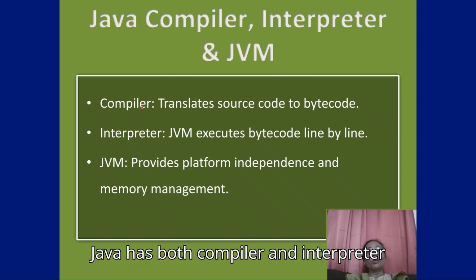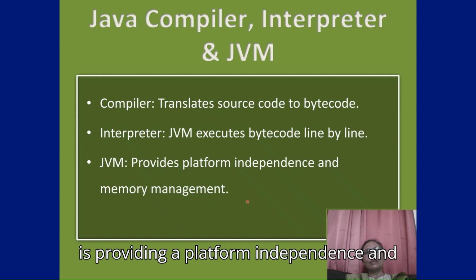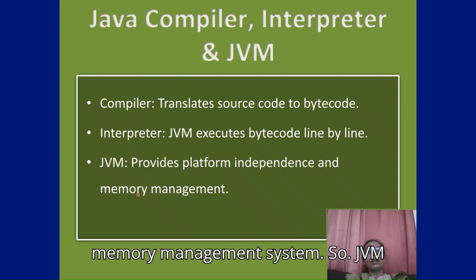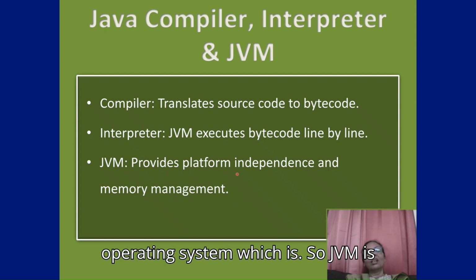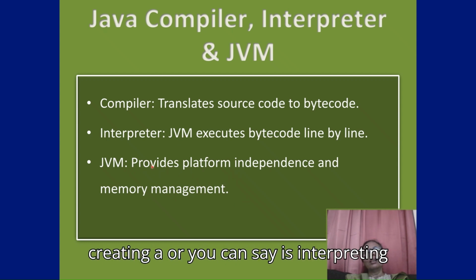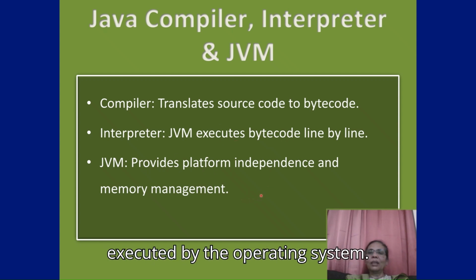So Java has both a compiler and an interpreter. Then the JVM. What is the JVM? So JVM provides platform independence and a memory management system. JVM is a layer underlying which various operating systems run, and it is interpreting the bytecode, which in turn is executed by the operating system.